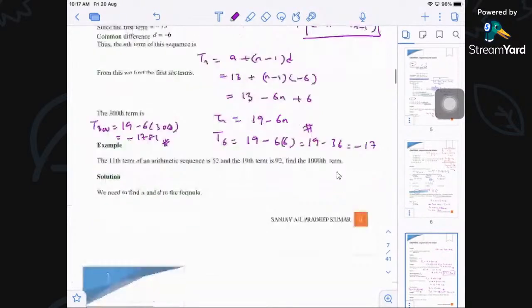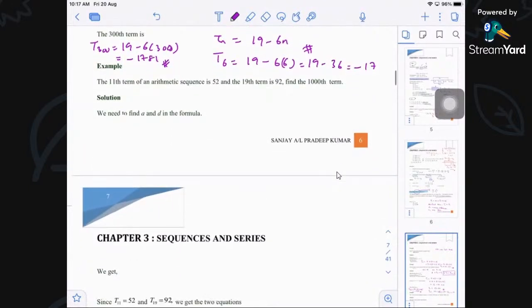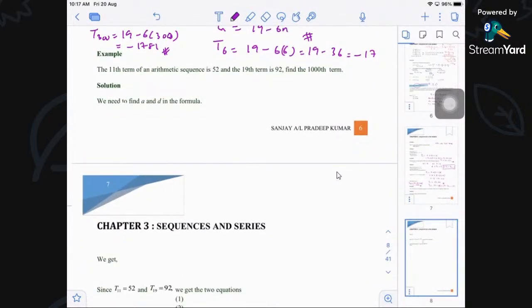Okay. Now we go on some more. If you look at the third example over there, they say the 11th term of the sequence is 52 and the 19th term of the sequence is 92. So this is the important information in the question. Whenever it asks you to find A and D, when they give you this information, make sure you are able to write T11 equals 52 and T19 equals 92.